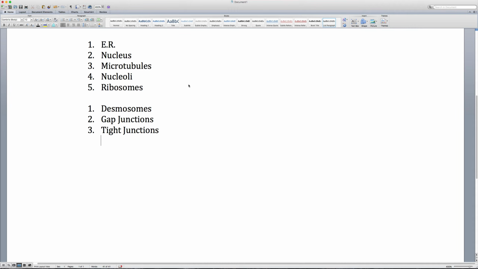Next question. Are aquaporins only found in red blood cells and kidney tubules? Next question. Are microtubules made up of the protein tubulin?